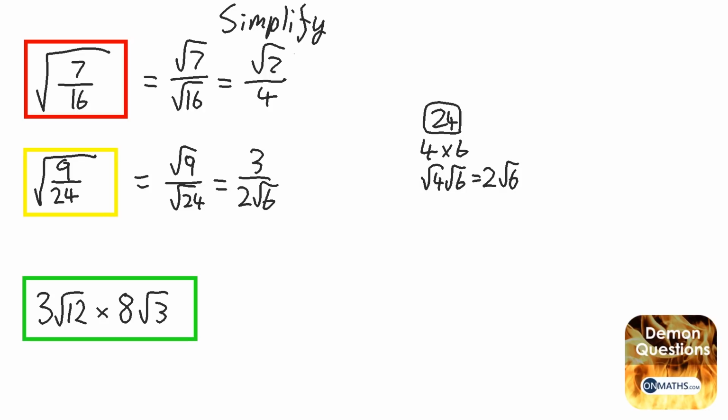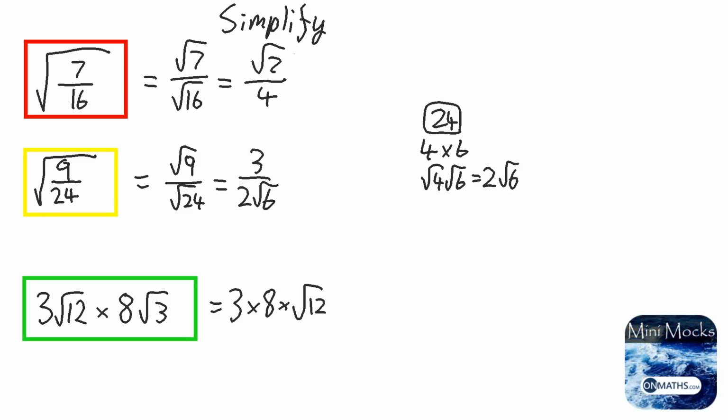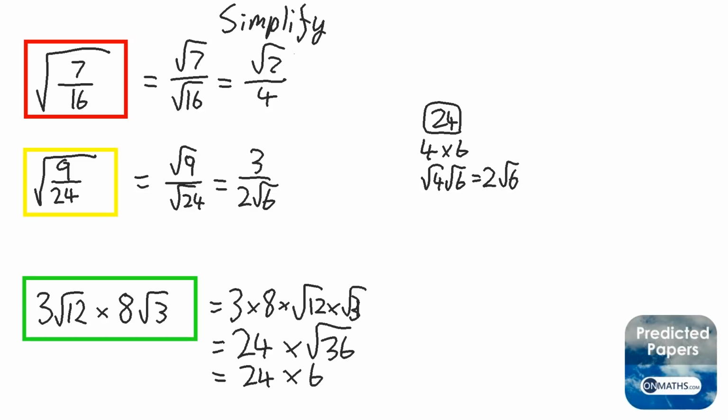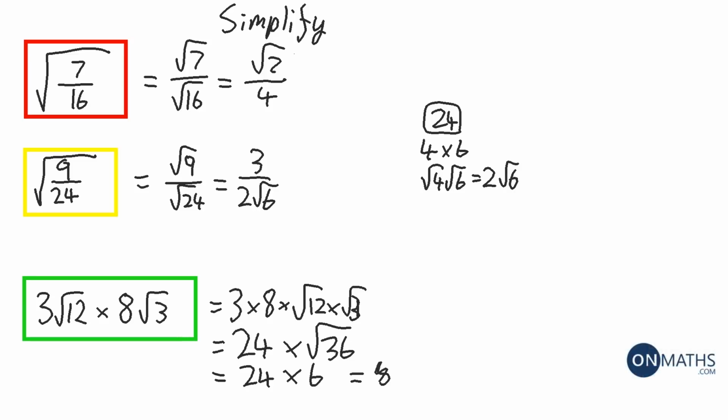And this last one, so let's put the 3 and the 8 together, and the 2 surds together, root 3 times root 12, so that's 24 times root 36, aha, so that's 24 times 6, and I know 25 times 6 is 150, so take away 6 is 144.